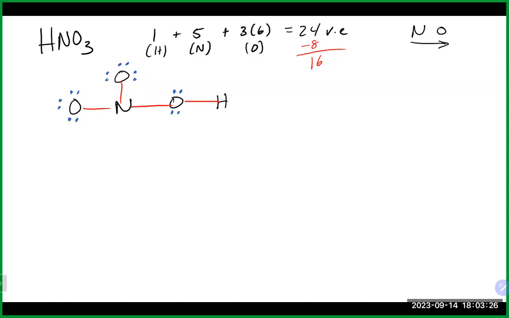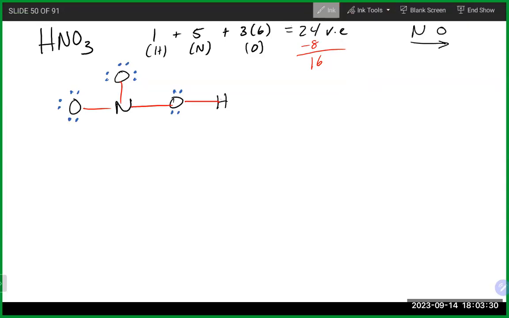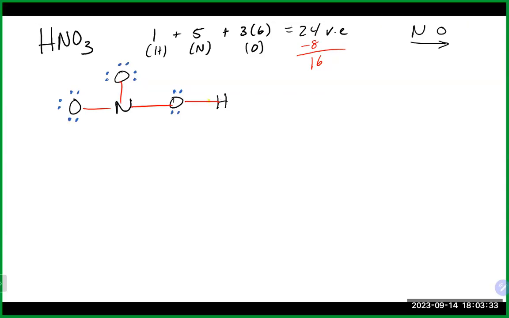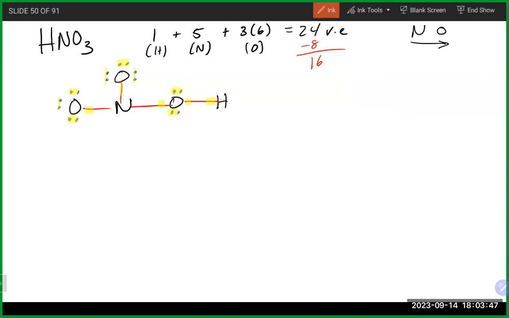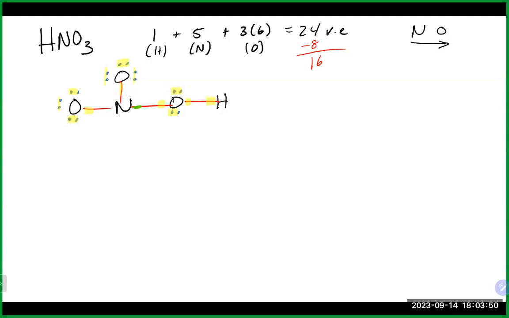I now need to make sure that everybody is good in terms of the octet rule or the hydrogen rule. So hydrogen is good, right? This oxygen, 2, 4, 6, 8, is good. This oxygen, 2, 4, 6, 8, so it's good. And when we get to our nitrogen, it has 2, 4, and only 6. So it is not good. So in this case, the nitrogen is not good. So we do need to fix it.